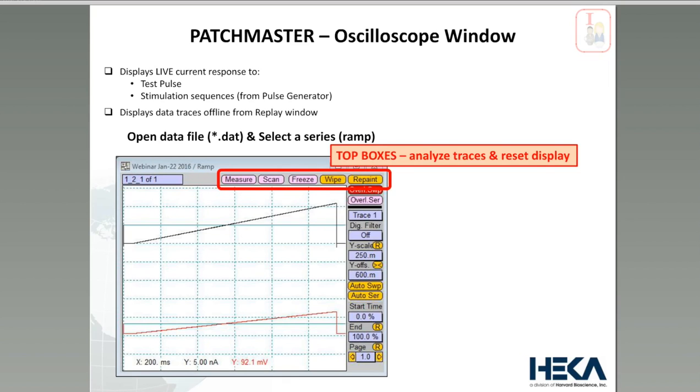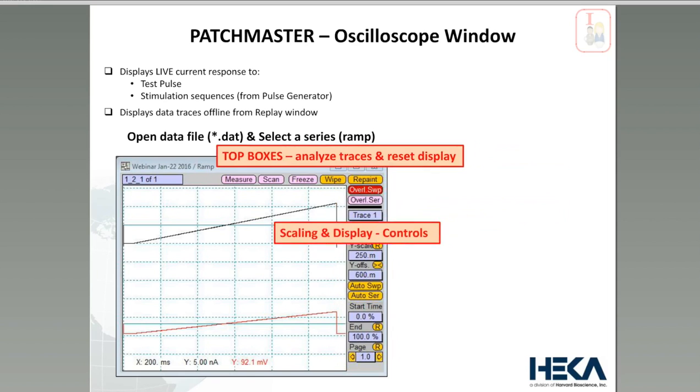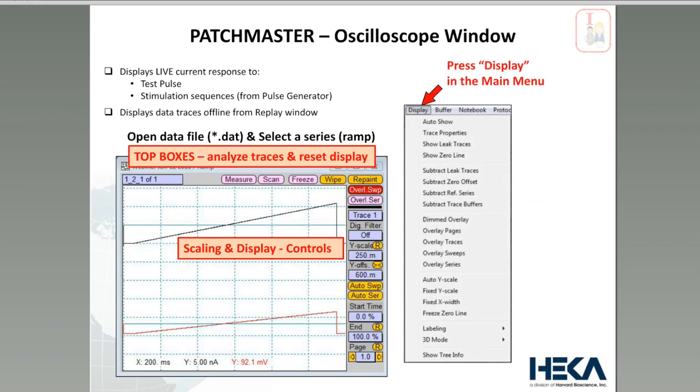Just to summarize them, the top buttons are used to analyze traces and to reset the display. And on the right-hand side, the buttons can be used for scaling and display purposes as well. I will show you later in the live demonstration how to use them. Then, together with those buttons, you can press the display button in the main menu, and this gives you additional functions for the oscilloscope.